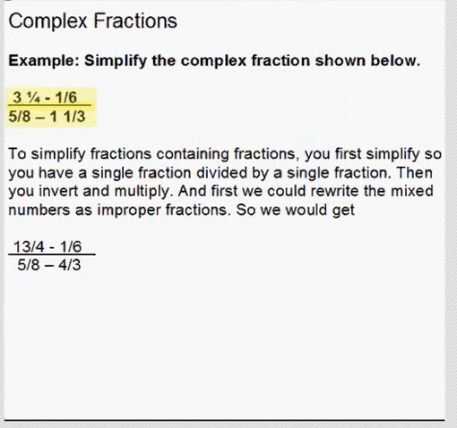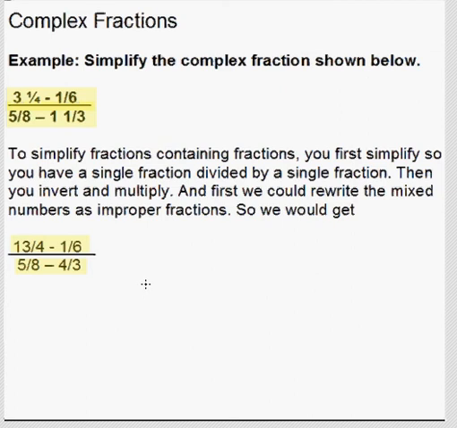Once you get a fraction divided by a fraction, you just invert and multiply, and then you can write it as a single fraction. What I would recommend here is to turn the mixed numbers into improper fractions. That just makes things a little bit simpler. So we take that 3 1/4 and turn it into an improper fraction: 3 times 4 is 12 plus 1 makes 13/4. Then we have minus our 1/6. In the bottom, we take that 1 1/3 and write it as 4/3, since 1 times 3 plus 1 makes 4 over 3.